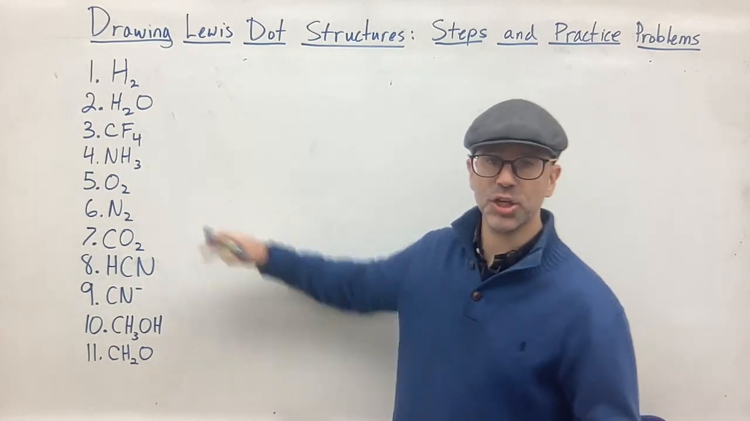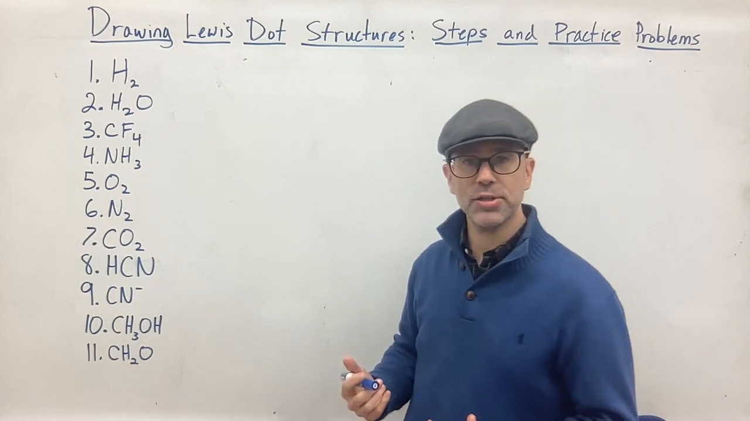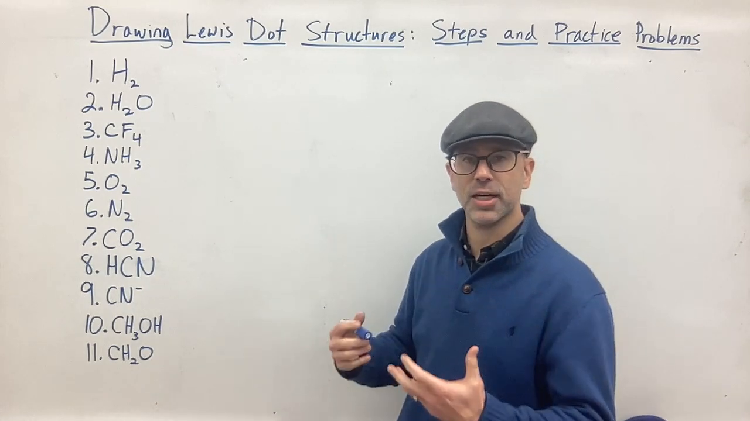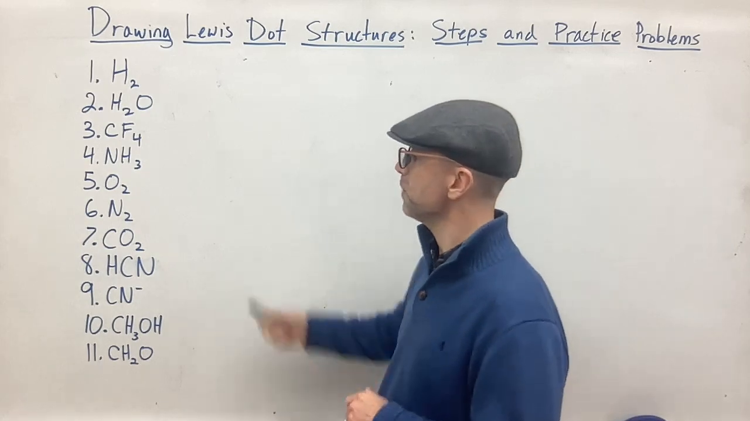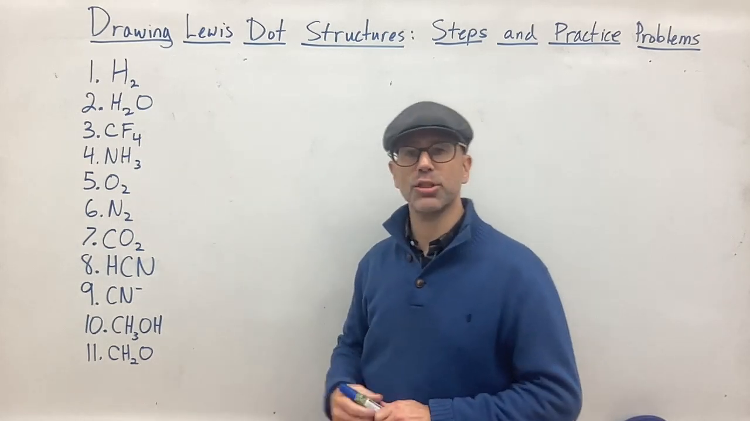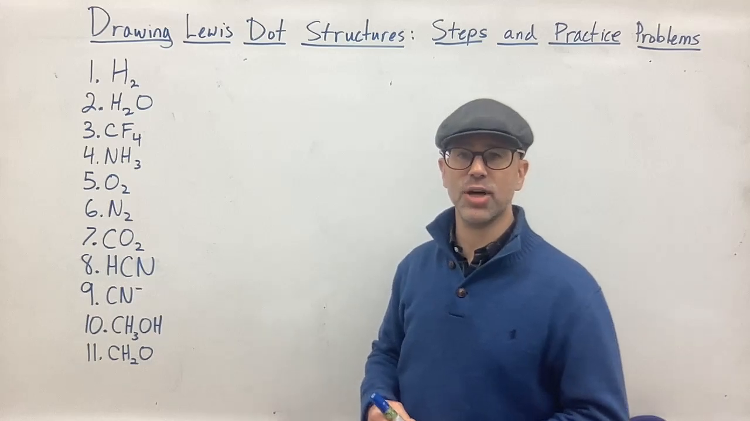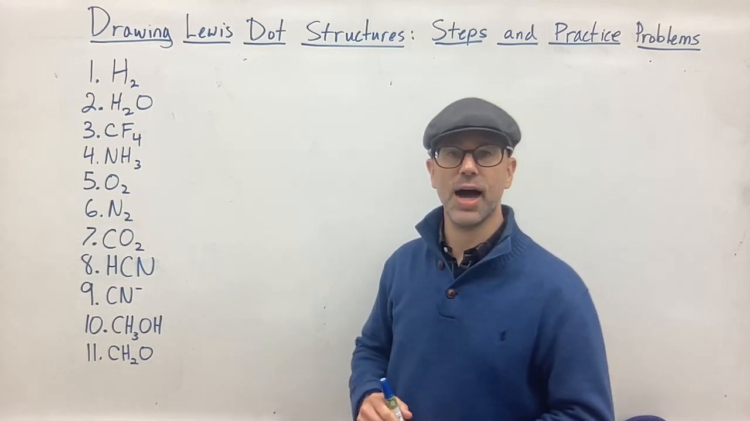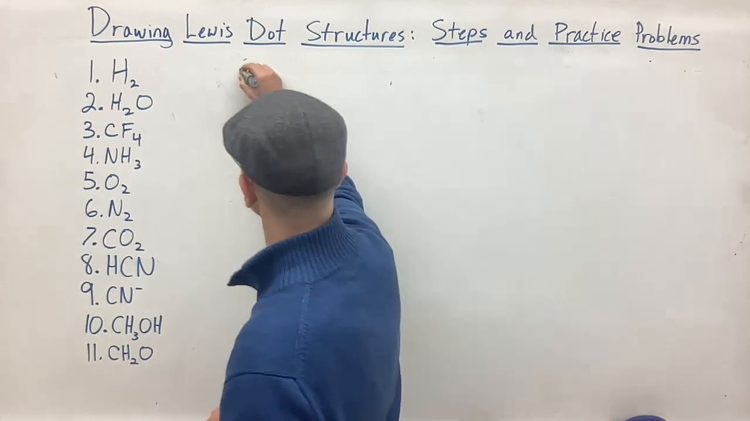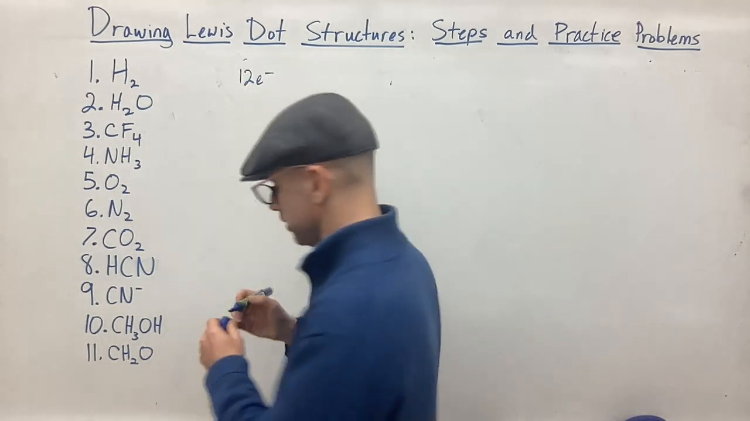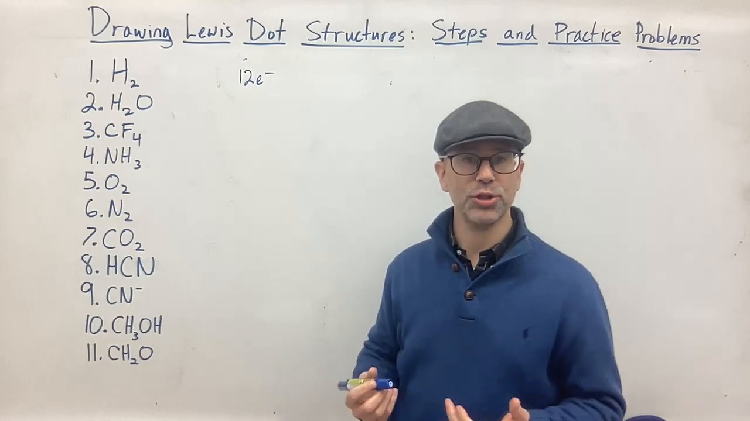So we have oxygen O2. Again, the first step is to tally up or calculate the total number of valence electrons in O2. Since oxygen is in group 6, it has 6 valence electrons. I have 2 oxygens. Each of them have 6, so that's a total of 12. So I have 12 valence electrons for O2.